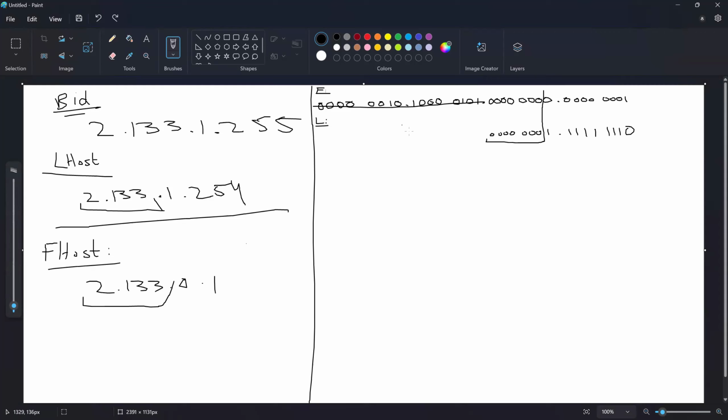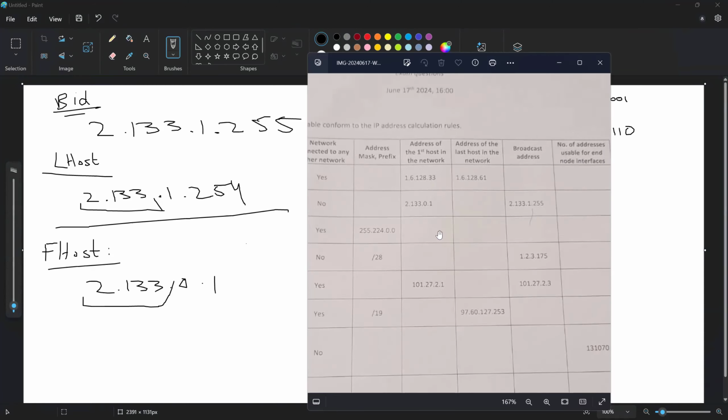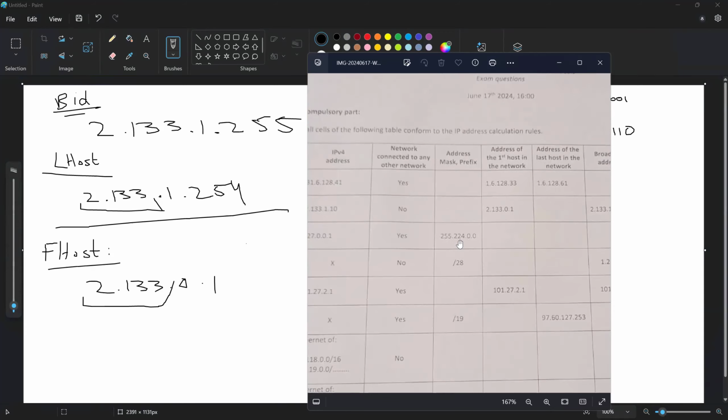So this is 7 bits, right? 4, 5, 6, 7. But we forgot the two octets that we left out. So this is 8 into 2, 16. So this will be 16 plus 7, which is 23. So the mask is /23.